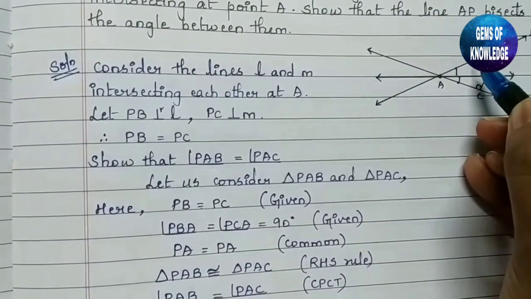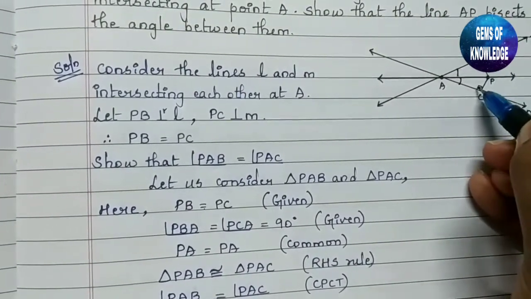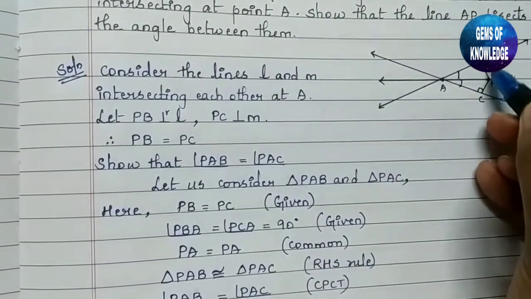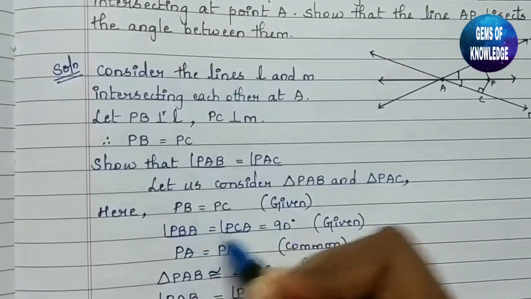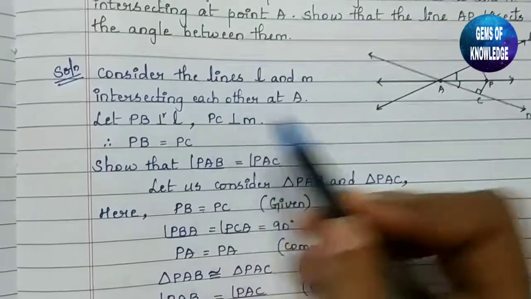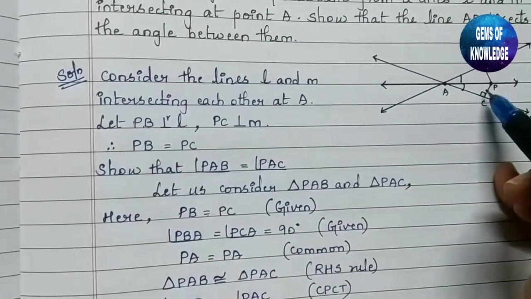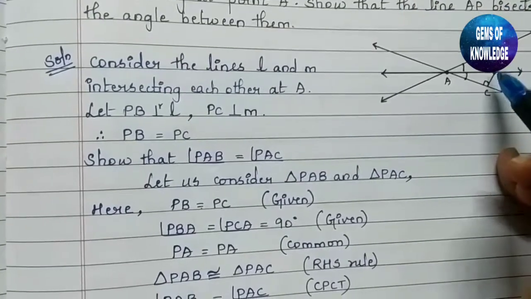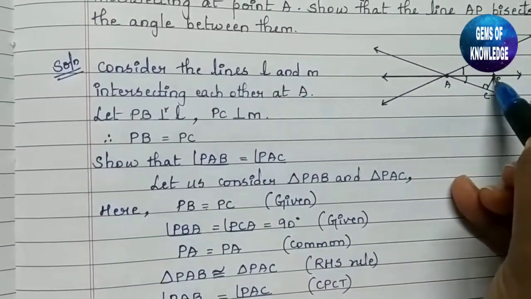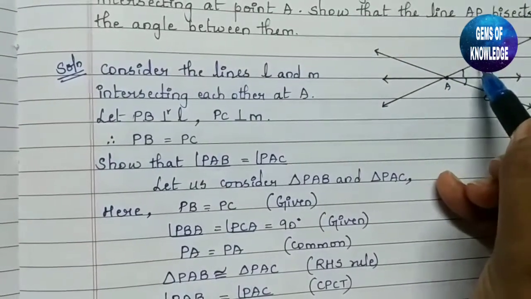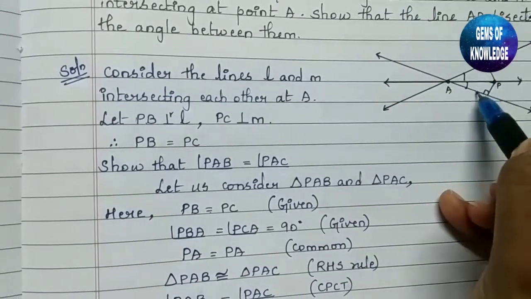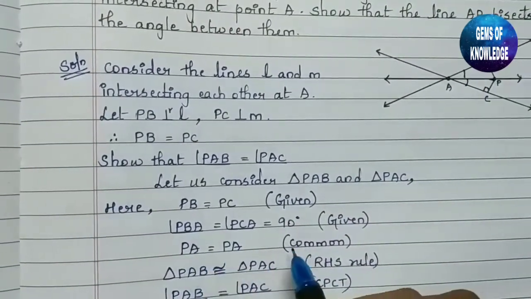Then here we can see this is also 90 degrees and this is also 90 degrees. So we can consider that angle PCA is equal to angle PBA, which is equal to 90 degrees. When these are perpendicular, we came to know that it is 90 degrees here and here also. Then the last thing which we can say is this AP is a common side for both these triangles. So we can write this as common side.